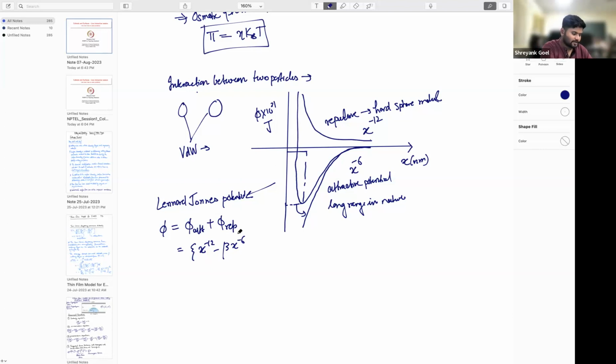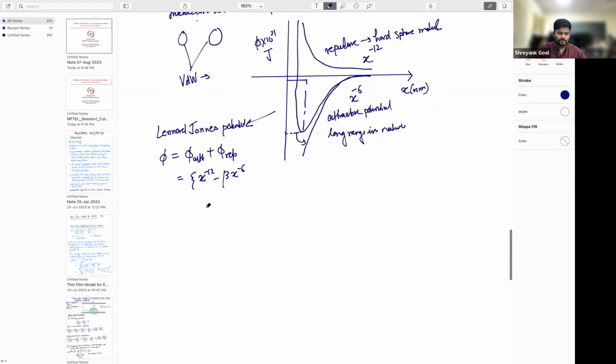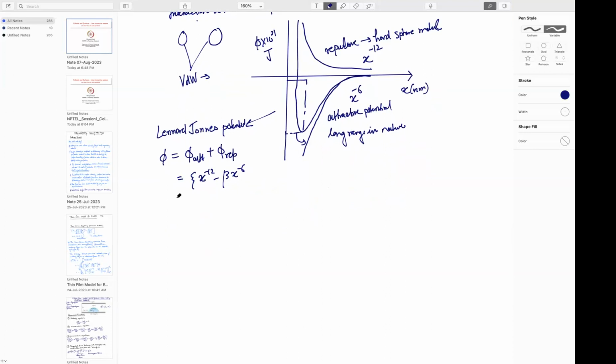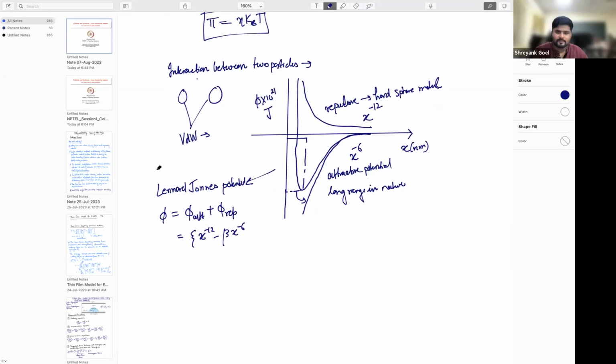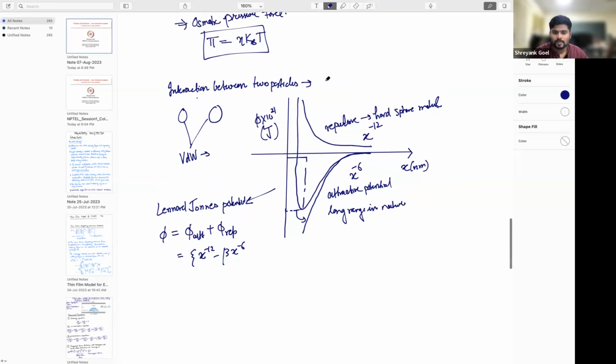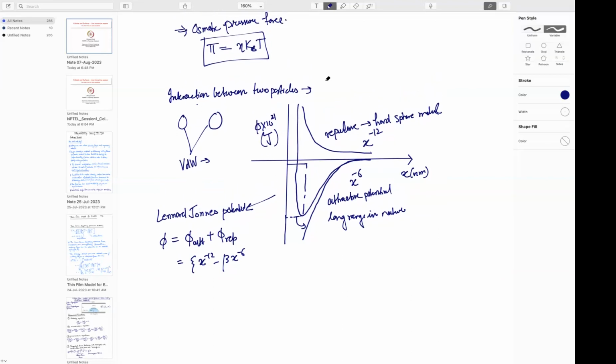There are other interactions also, that are surface forces. Sir, can I ask a question? Yeah. Sir, what is written there on the y-axis, 5 into 10 to the power 21? Yeah. Joule. So this unit is in joule. Any doubt? No, sir. Okay.